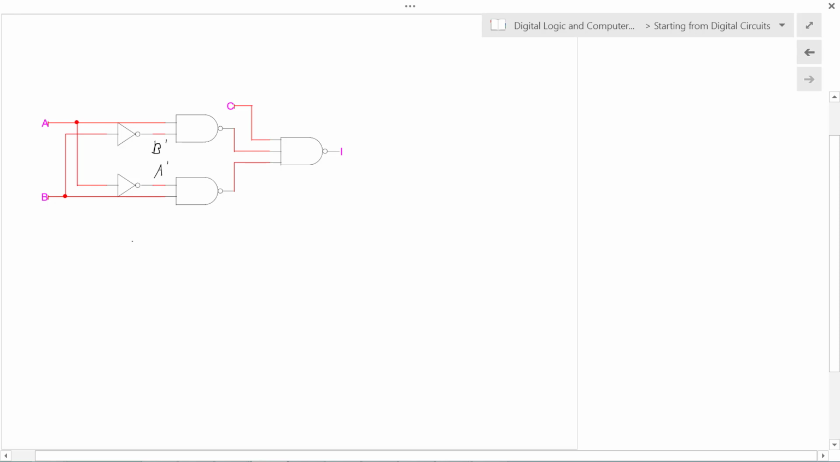Let's now call this output here F, and this output from this NAND gate G. And so we have our output I here. So F is equal to A and B prime, quantity prime.